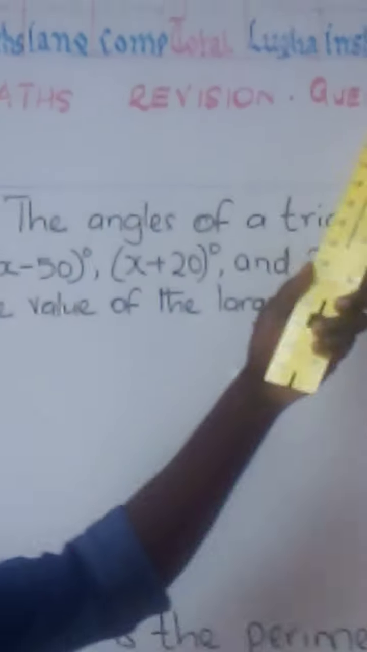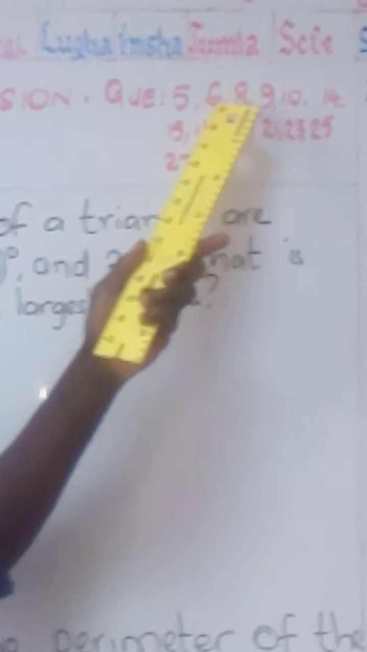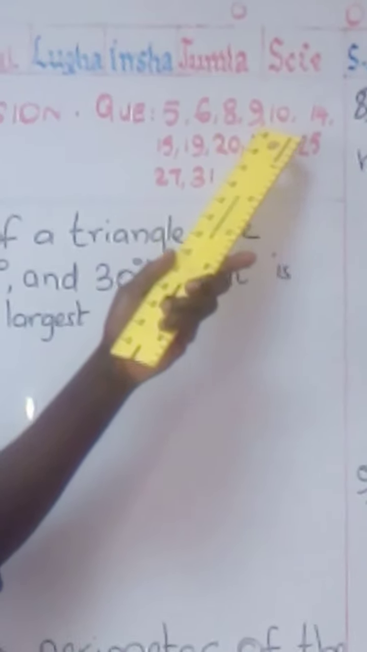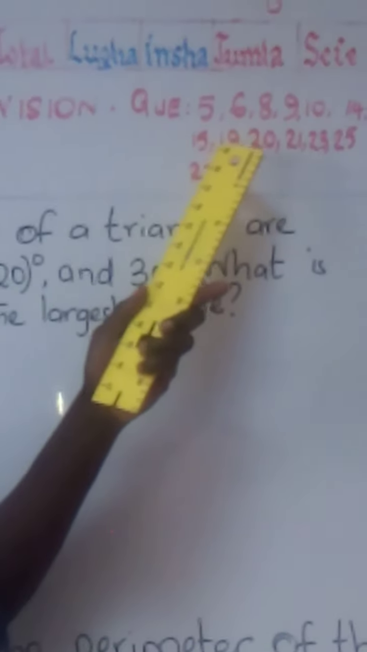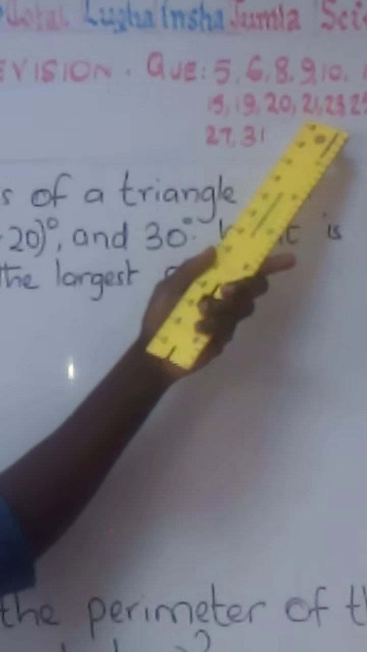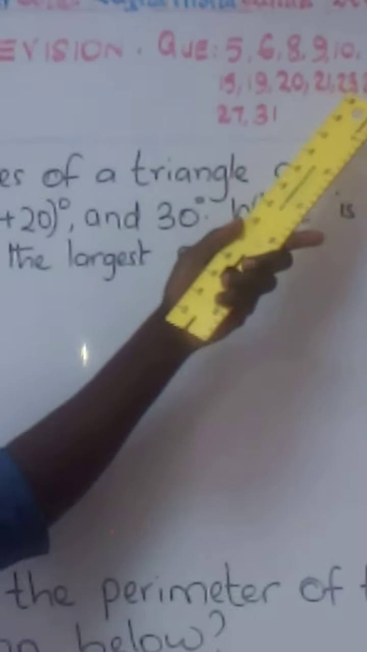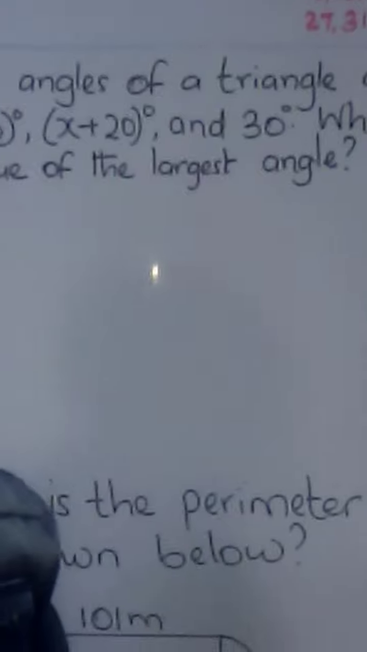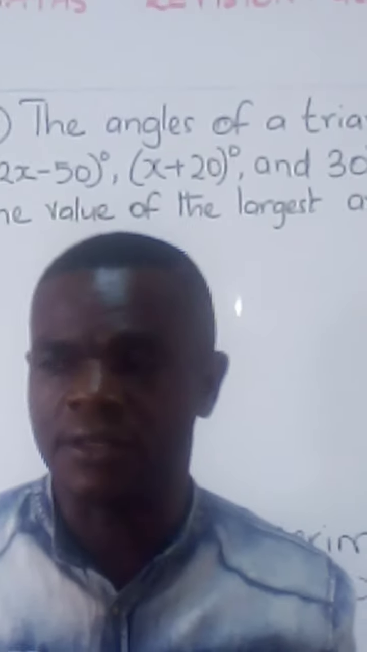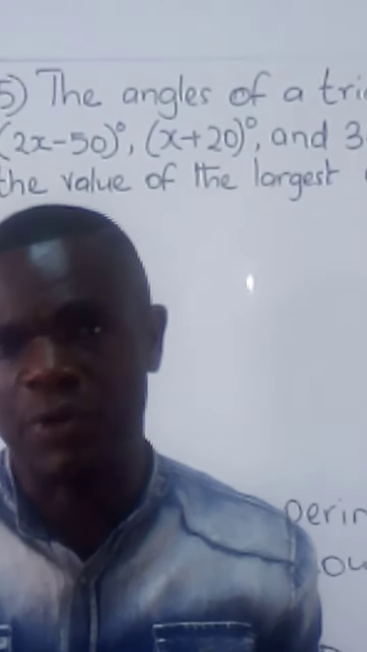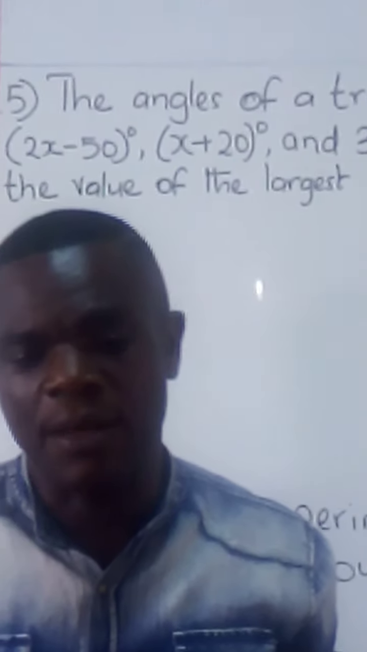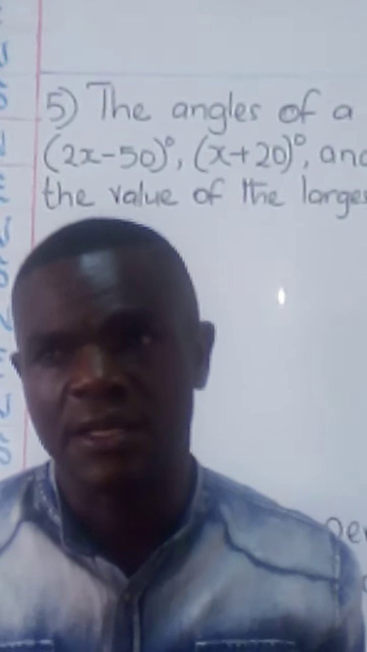I've selected question number 5, question number 6, 8, 9, 10, 14, 15, 19, 20, 21, 23, 25, 27, 31 for now. I'll continue doing the revision until I complete the paper. Now, welcome to today's revision.